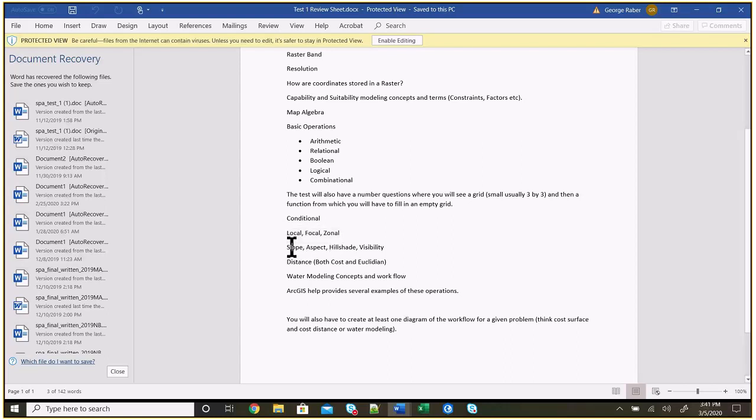All right, you do have to understand what slope, aspect, hillshade, and visibility do. In other words, what do they take as inputs? In each case, it's an elevation model. And what do you get as an output? And be able to understand what that output actually means.